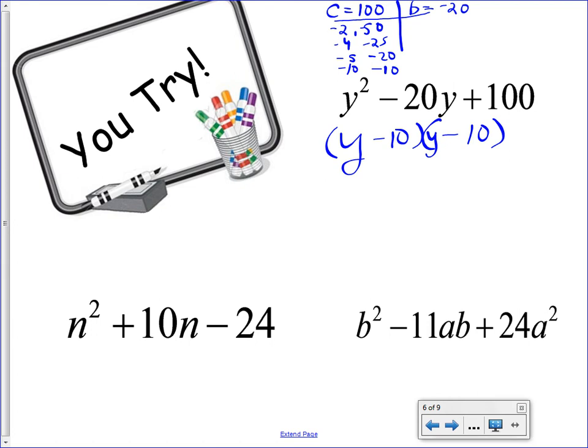Austin? And why can I write it like that? Because it's the same thing. Okay, so that's just it in simplified form.